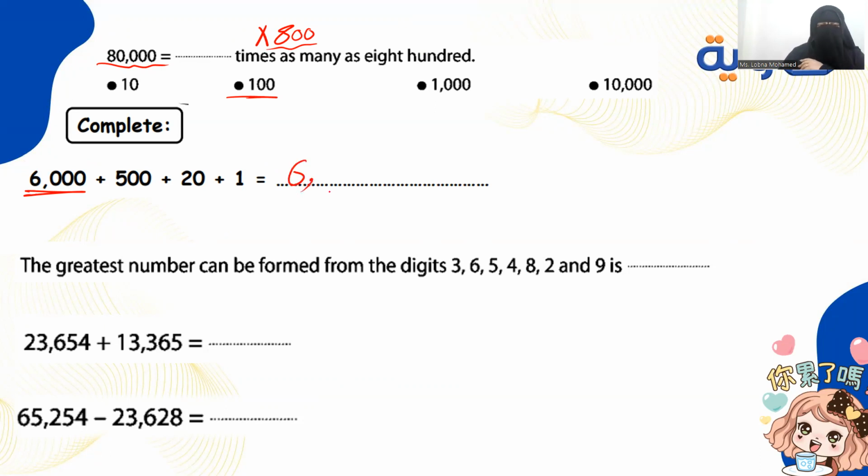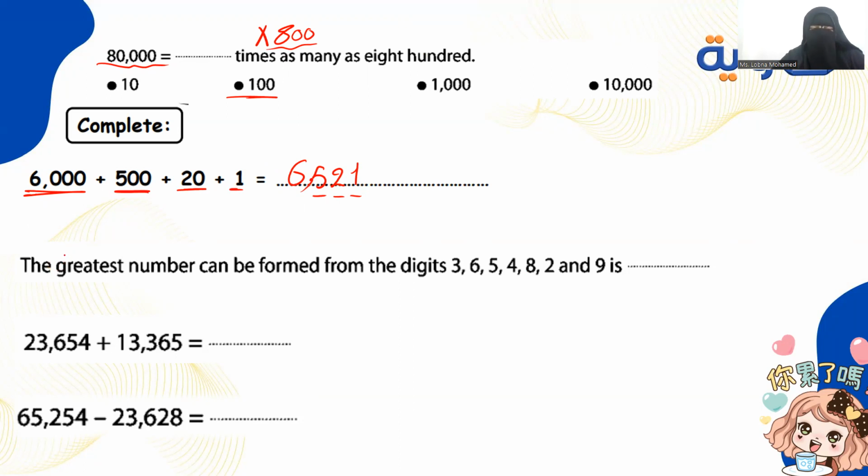After this, we have 3 places more. So let's continue. Plus 500, it means 5 in the hundred place. So we can write 5 here. Plus 20, so 2 in the tens place. Plus 1, so we can write in the ones place. It's the poorest place. Okay, so our number again is what? 6,521. Now let's move to the next question.